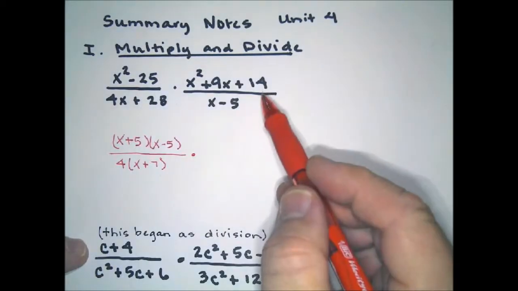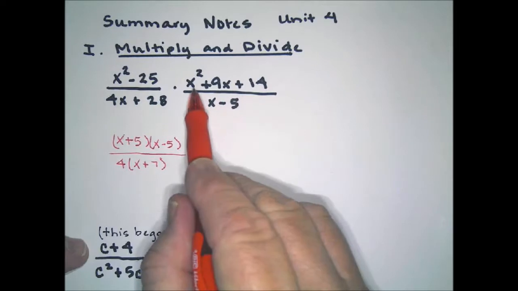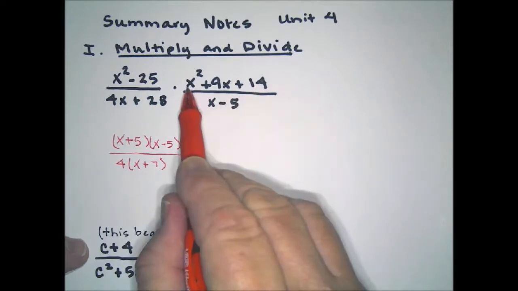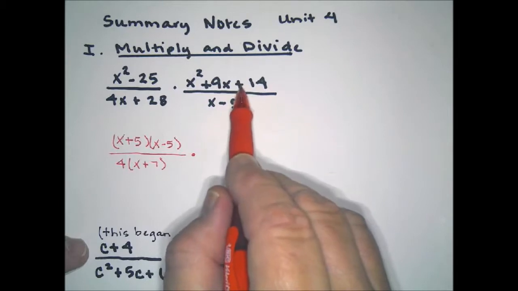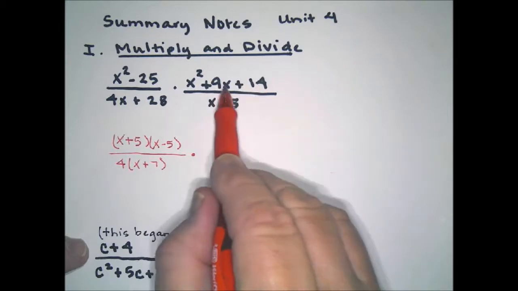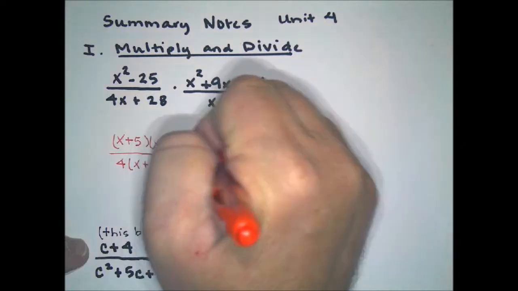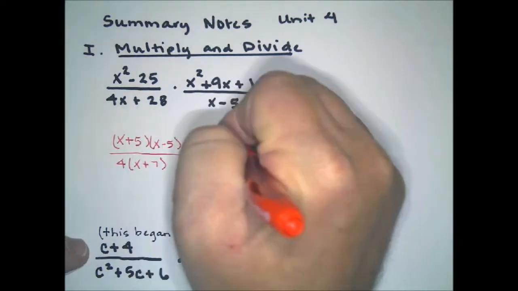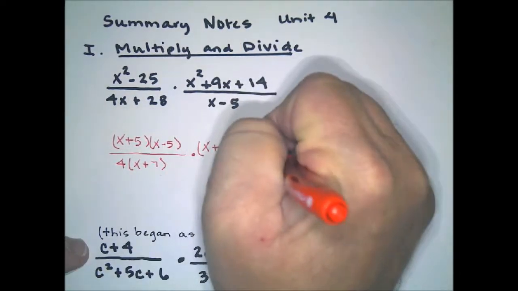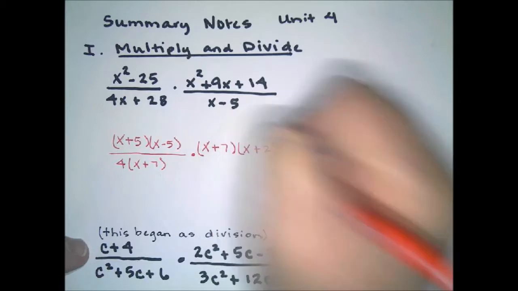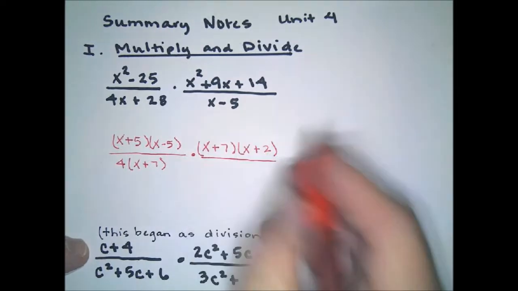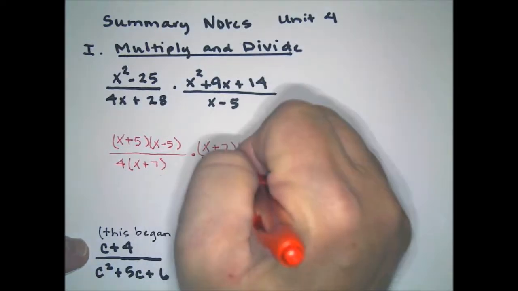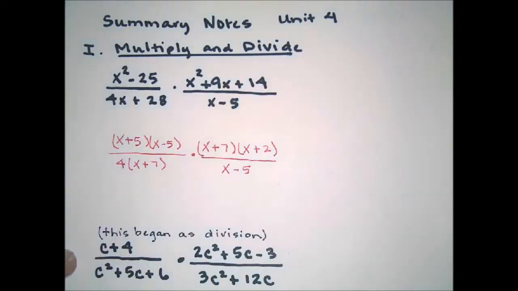Now the second fraction, the numerator is simply a trinomial with a leading coefficient of 1. So really what we're looking at is the factors of positive 14 that add up to positive 9, and that's x plus 7 and x plus 2. And then my denominator really can't be factored because it's just x minus 5. So now the problem is fully factored.